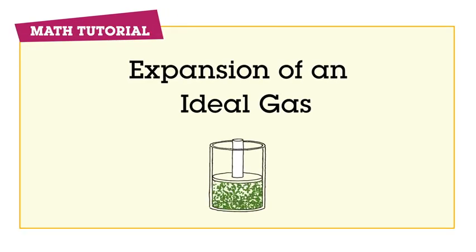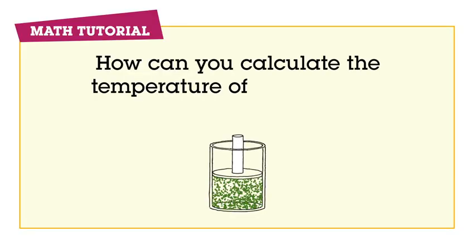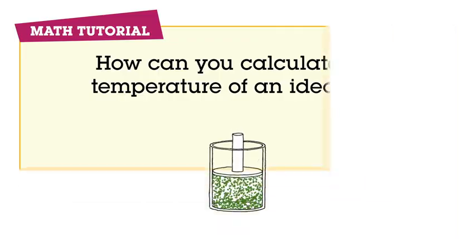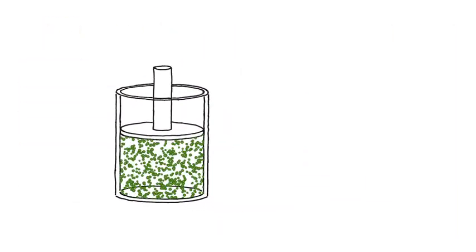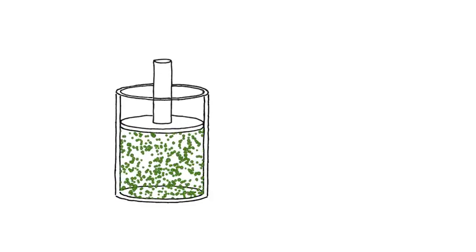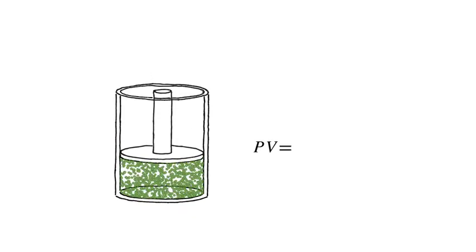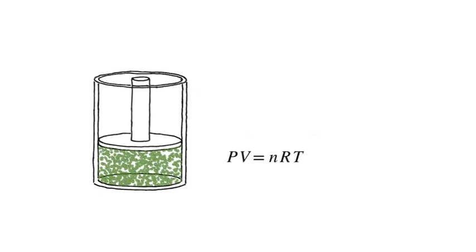Expansion of an ideal gas. How can you calculate the temperature of an ideal gas? The properties of an ideal gas are related by the ideal gas law, which states that the product of pressure, P, and volume, V, is equal to the product of the amount of gas in moles, N, the ideal gas constant, R, and the absolute temperature, T.